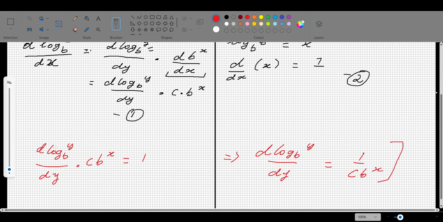Okay, so this is where I'm going to stop today's video. We are going to use these derivatives in the next video to finally understand why Euler's number is approximately equal to 2.718.